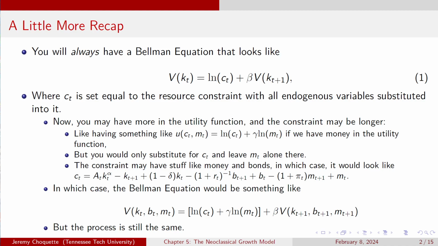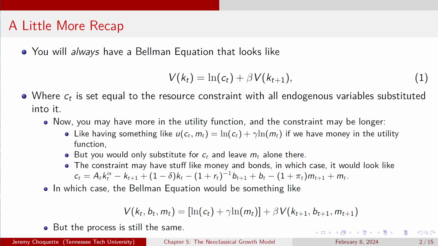Now, if you've taken intermediate micro, you've probably already done some calculus with the utility maximization stuff, probably with Lagrange multipliers. Another way you could do it is substitution. So you would substitute the constraint into one of the choice variables. This really isn't any different from doing that. But regardless of how many inputs you have in the utility function, you would only ever substitute the constraint in for c_t, and you would leave m_t alone. So m_t would always be there.